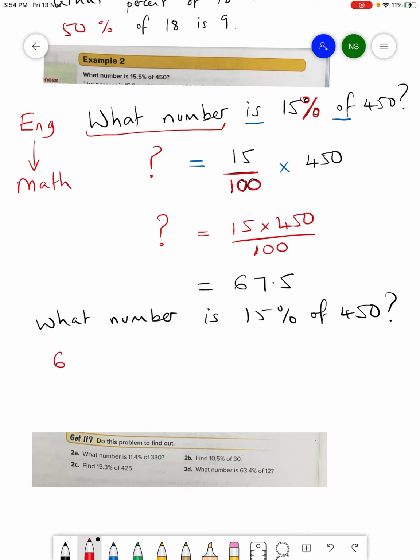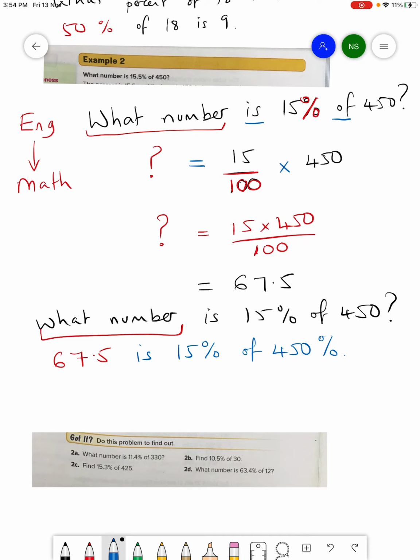We will say 67.5 is 15% of 450. Okay, 67.5 is 15% of 450.